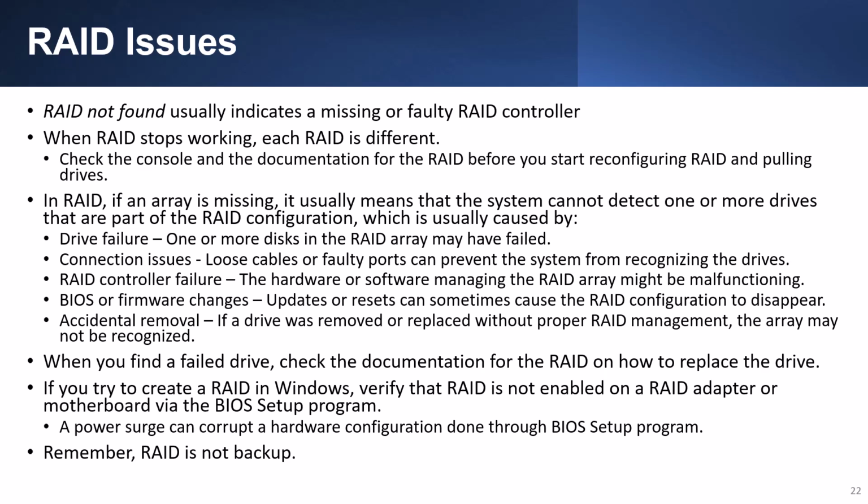If an array is missing, it usually means that the system cannot detect one or more drives that are part of the RAID configuration. This is usually caused by drive failure, where one or more disks in the RAID array may have failed; connection issues, where loose cables or faulty ports can prevent the system from recognizing the drive; RAID controller failure, where the hardware or software managing the RAID array might be malfunctioning; BIOS or firmware changes, where updates or resets can sometimes cause the RAID configuration to disappear; and accidental removal. If a drive was removed or replaced without proper RAID management, the RAID may not be recognized.